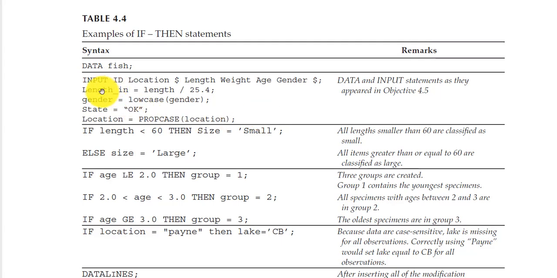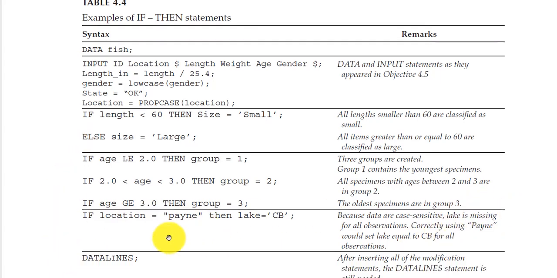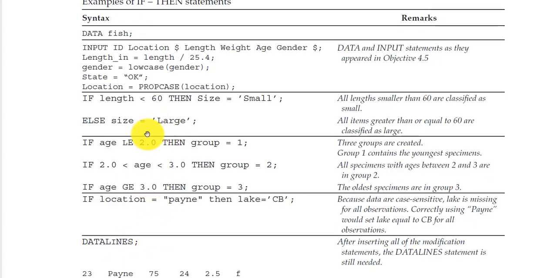So after the input statement and before the datalines are where we're also going to place these if-then statements. Notice our datalines statement is just down here, right at the bottom of the screen. Okay, so for all of our if-then statements, I've got 3 different examples here of how you can do this.